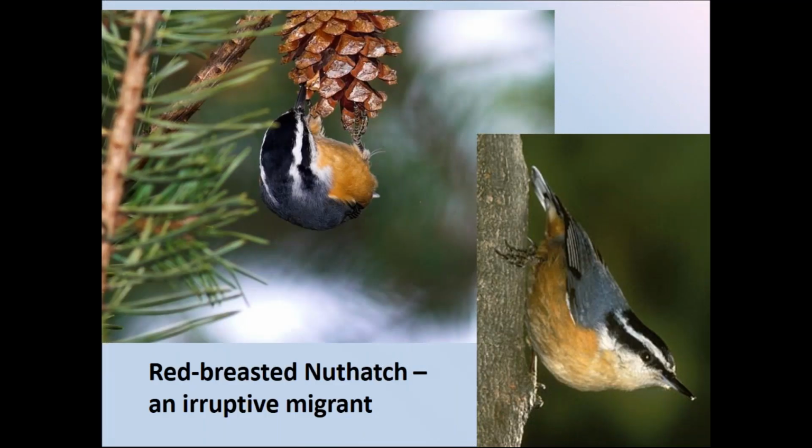Red-breasted nuthatch is what we call an eruptive migrant. So in years where there's more food available in the desert region or less food available in the mountains, these birds will wander widely and show up in our backyards and in Joshua Tree National Park. Again, maybe once a decade we'll get an eruption of red-breasted nuthatches. Other years we won't see any in the park.